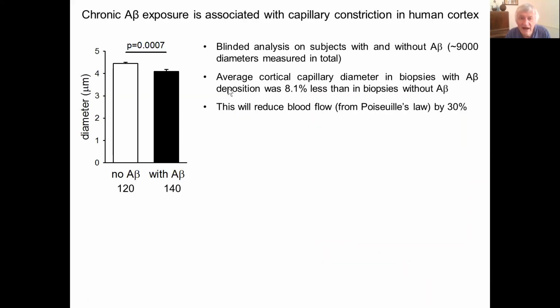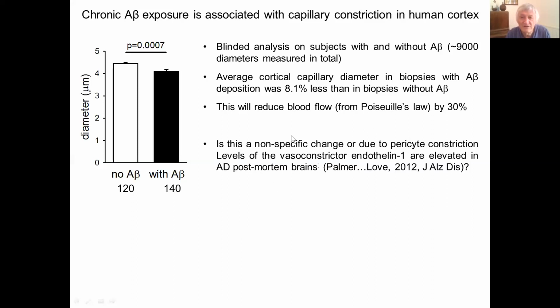And when we do that, if you measure 9,000 diameters on these patients' brains, you find there's a small decrease of diameter. That doesn't sound very much, but an 8% decrease, if it was uniform, would reduce blood flow by 30% from Poiseuille's law. But we want to know whether this is non-specific or due to pericyte constriction.